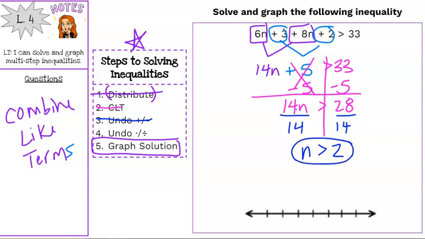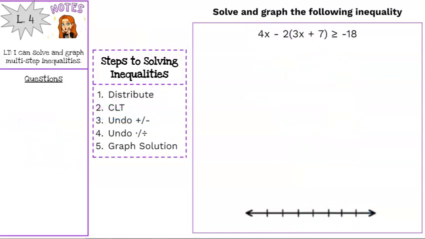So now we're going to graph that on our graph. We have 2 in the middle, 1 and then 3 on either side. It's just greater than, no equal to, so there's an open circle. And I'm going to shade on the side of 3 because 3 is greater than 2.